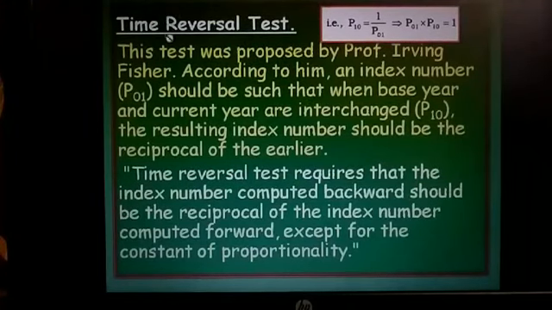So when the time reversal test states that the resulting number has to be 1, we should not multiply by 100 in the time reversal test. Remember students, very very important, when you are performing the time reversal test, you should not multiply by 100 at all for any index numbers. That is what has been said in terms of except for the constant of proportionality. That means the constant of proportionality 100 has been taken away.